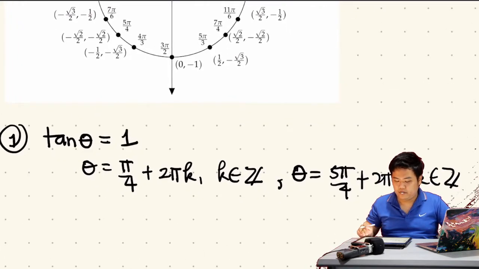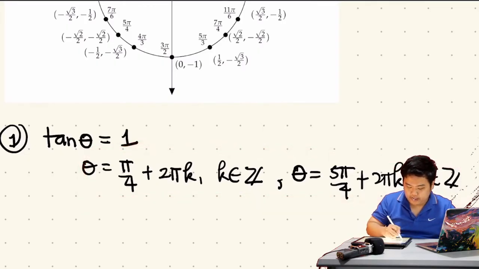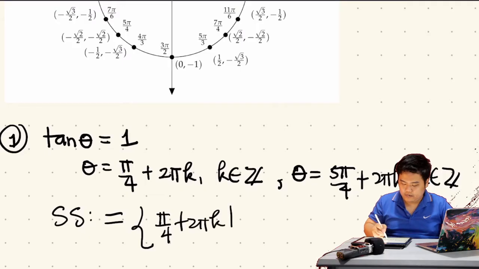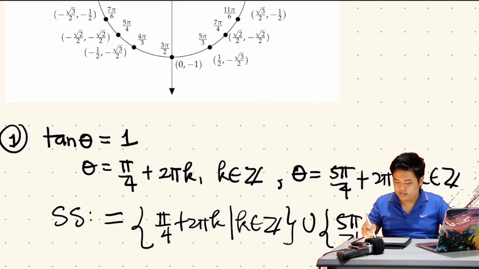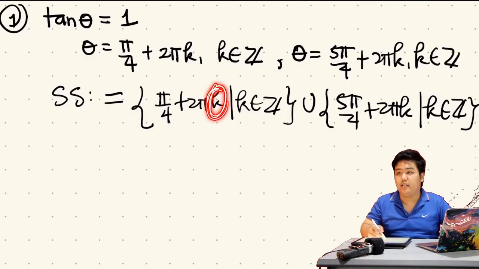So, ito yung solution dyan. Ito lahat ng solution. You combine them. So, the solution set is the set of pi over 4 plus 2 pi k, where k is in Z, union 5 pi over 4 plus 2 pi k, where k is in Z. So, that is the solution set. And as you can observe, ang daming sagot, no? Infinitely many. Kasi magpasok ka lang ng magpasok ng mga integer dito, infinitely many yung makukuha mo forms ng sagot.